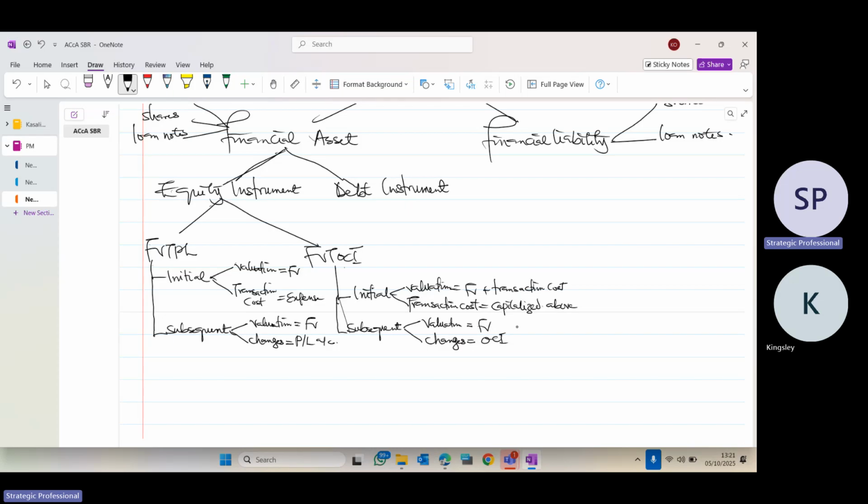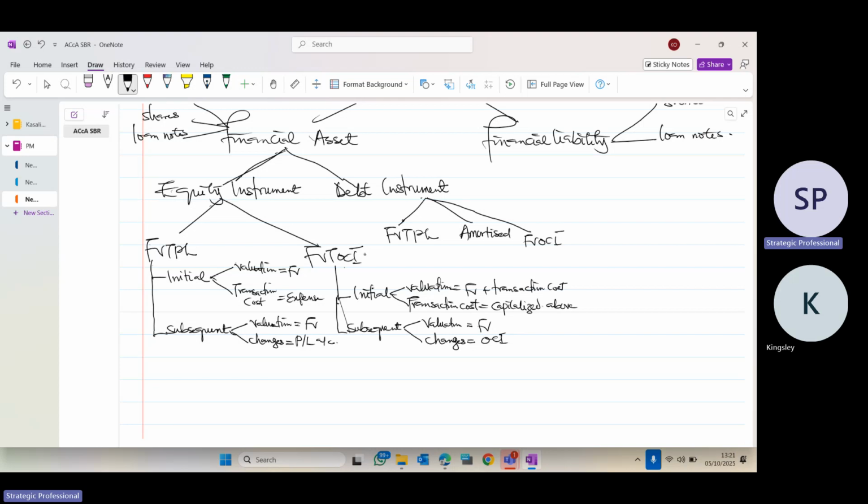For the debt instrument, it's either we classify it as fair value through P or L account, or we classify it as amortized cost, or fair value through OCI.